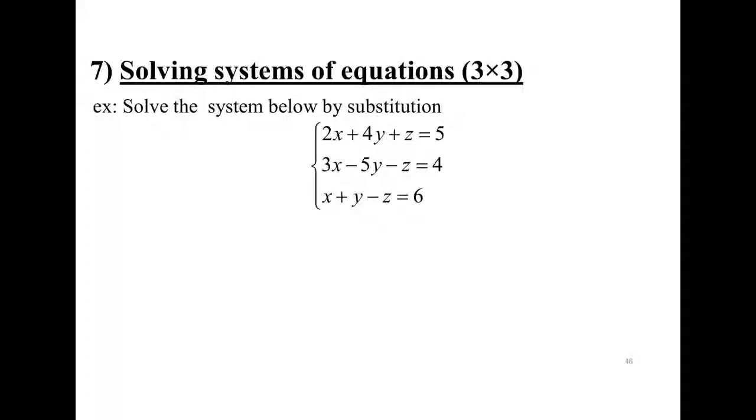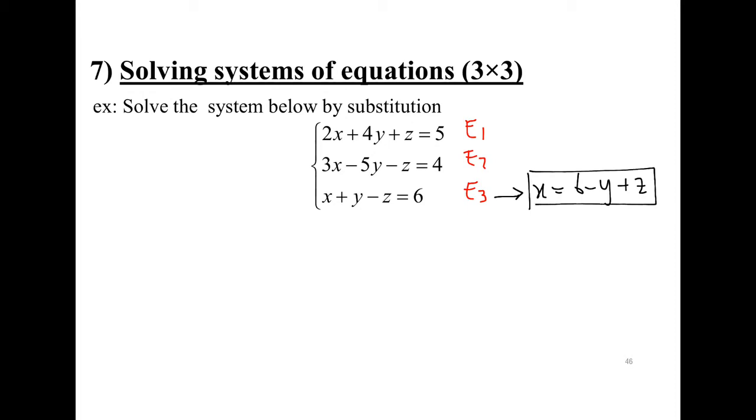Now, similarly to solving 2 by 2 systems by substitution, usually it would be easier to look for variables with 1 or -1 as a coefficient in order to avoid substituting an expression with a fraction. So over here, we call these equations E1, E2, and E3. The substitution method, step 1, consists of writing one of the variables in terms of the other two. As I've already mentioned, I try to look for a variable whose coefficient is 1 or -1. For example, if we look at the third equation, I can write x as 6 minus y plus z. So this is x written in terms of the other two variables.